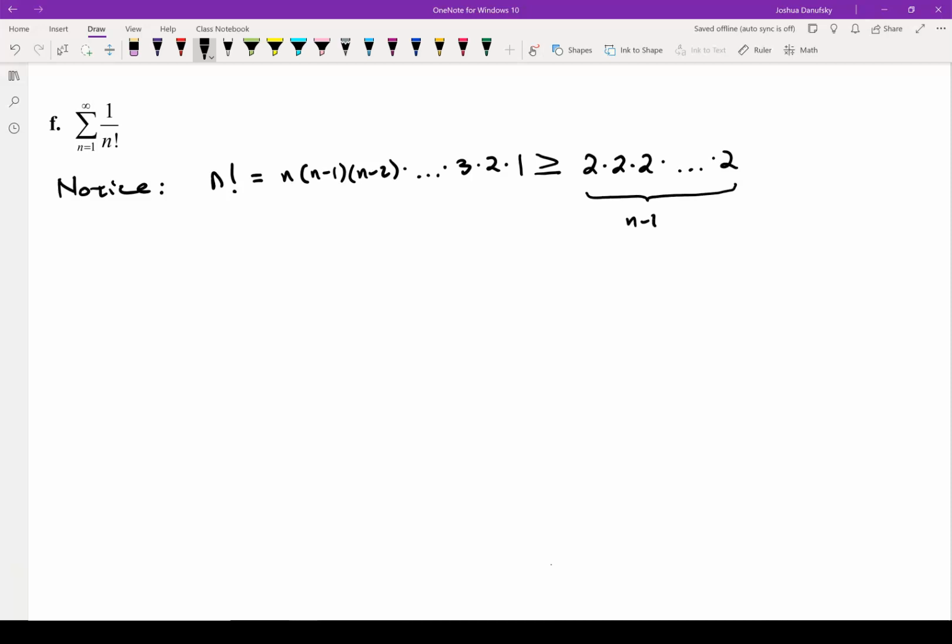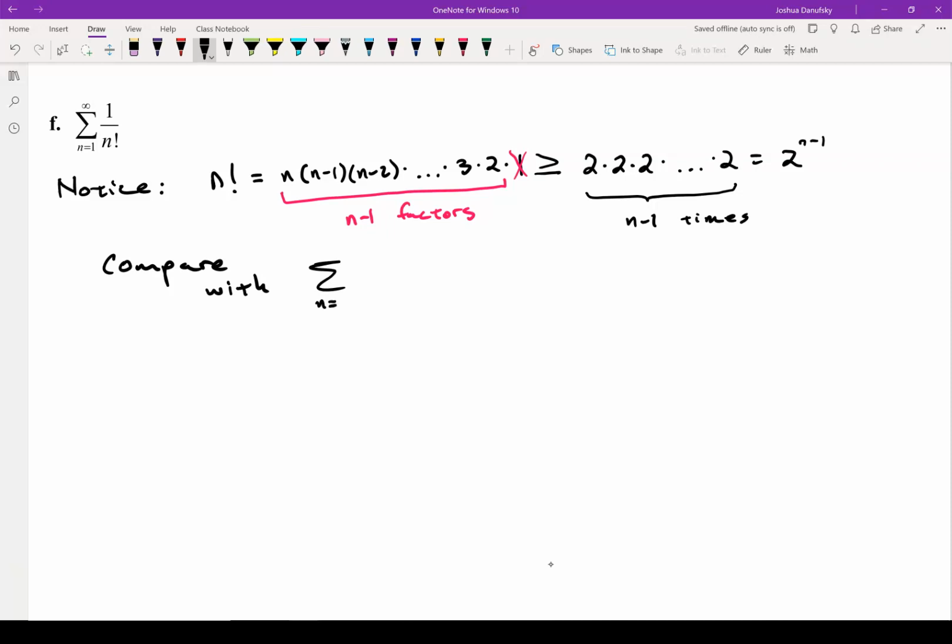n minus 1 times. The reason we have n minus 1 multiplications here is because if we look at this side, we have n minus 1 factors here when we disregard this 1, which clearly doesn't change that product. Noticing this allows us to compare the given series with the geometric series 1 over 2 to the n minus 1, which we know to be convergent, because r equals a half, and of course the absolute value of a half is less than 1.